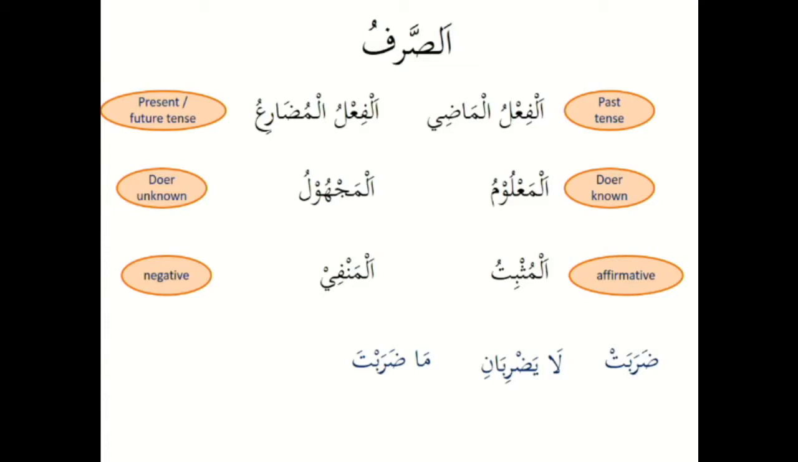When I just add a dhamir at the end of this verb, this thing will be like a complete sentence. Ma darabtahu. You did not hit him. Or ma darabta Zaydan, or whatever. You didn't hit Zayd. Why is Zayd always getting hit?